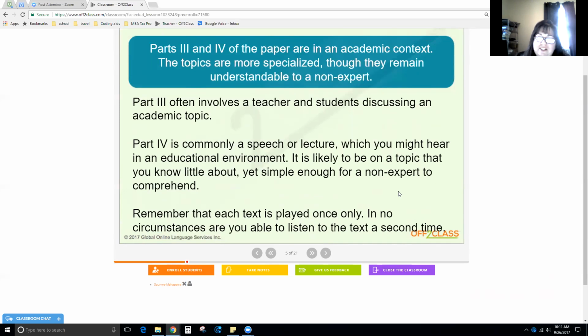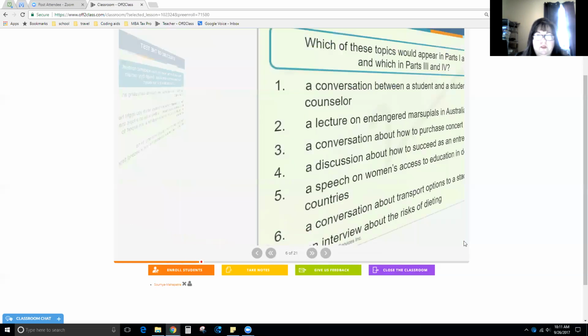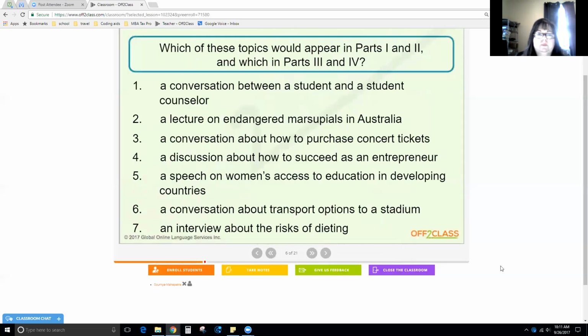Okay, remember that each text is played once only. In no circumstances are you able to listen to the text a second time. So there's two things that are really important here, of course. Extreme focus, ability to really not think about other things, but just listen to the question. And the other very, very mandatory, not even just important, it's mandatory. You really must take notes to do well. You have to do that just to remember the key points.